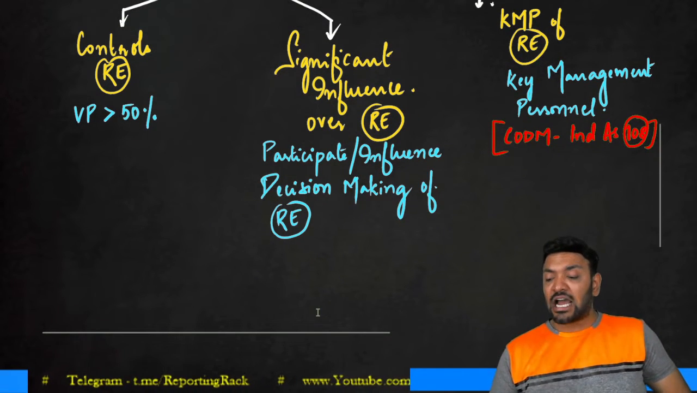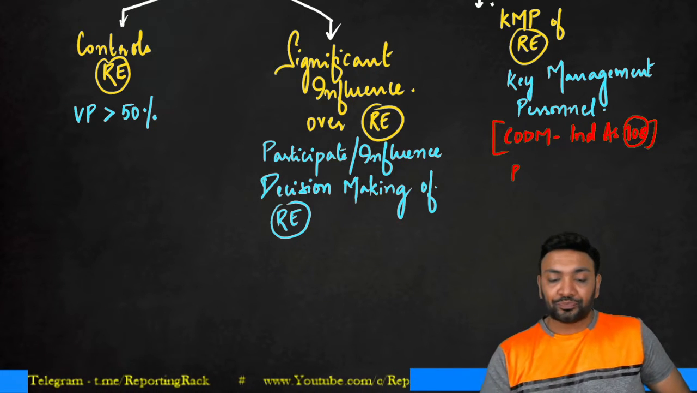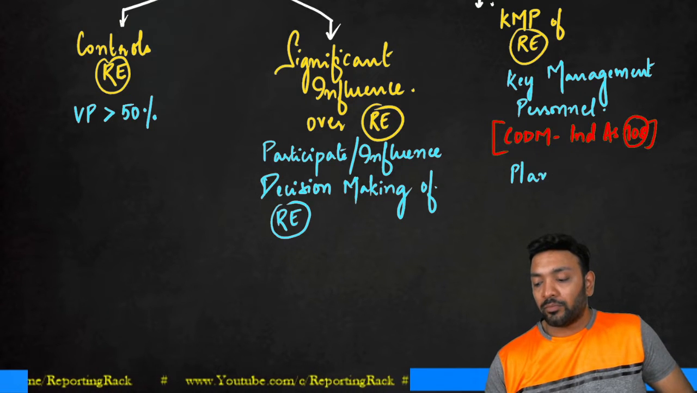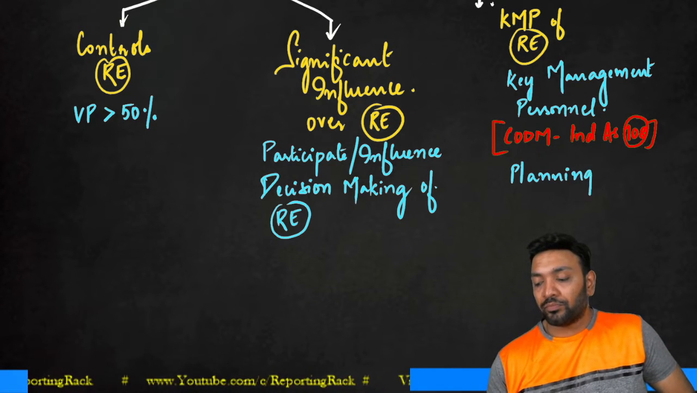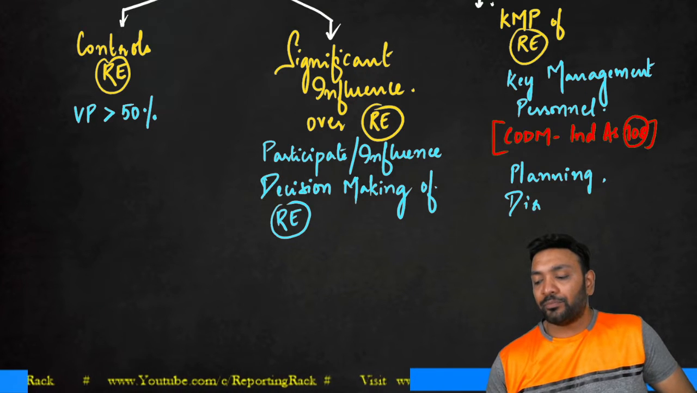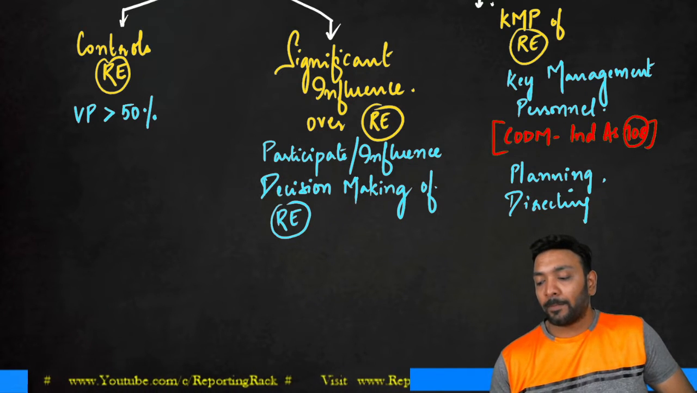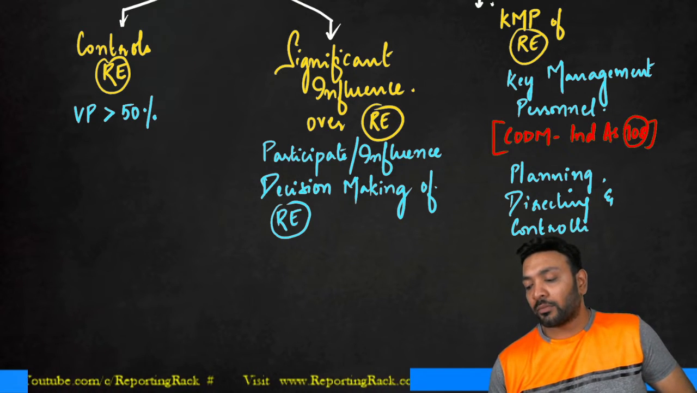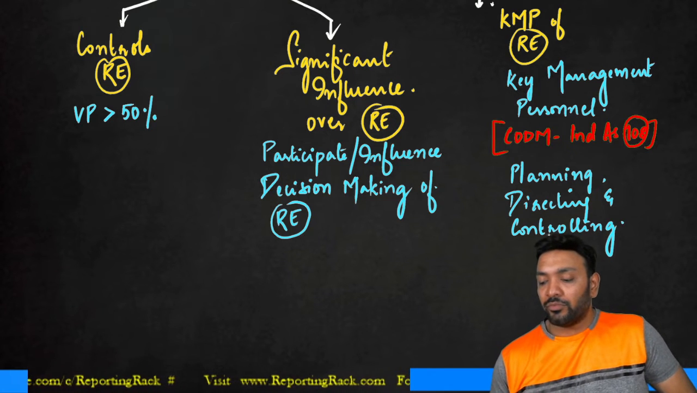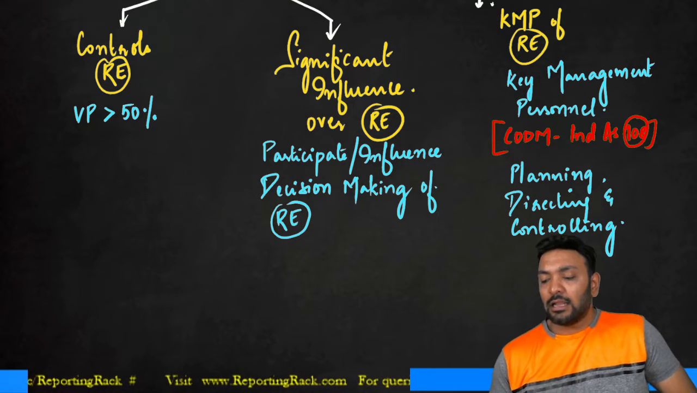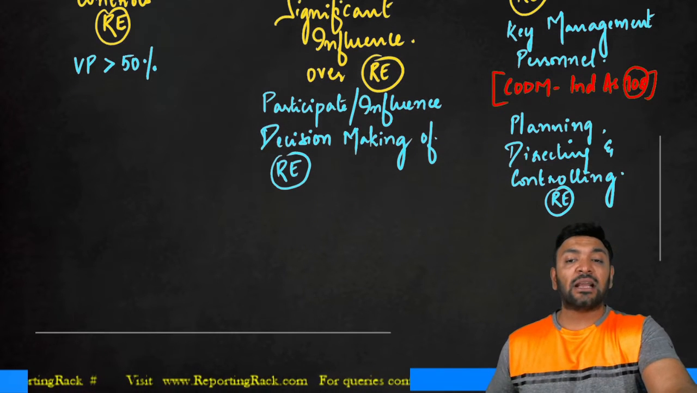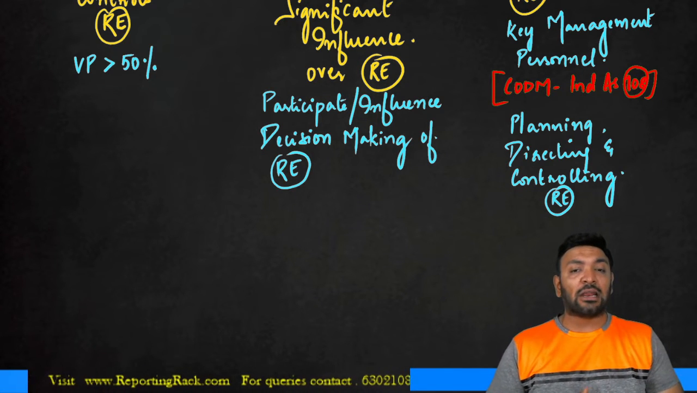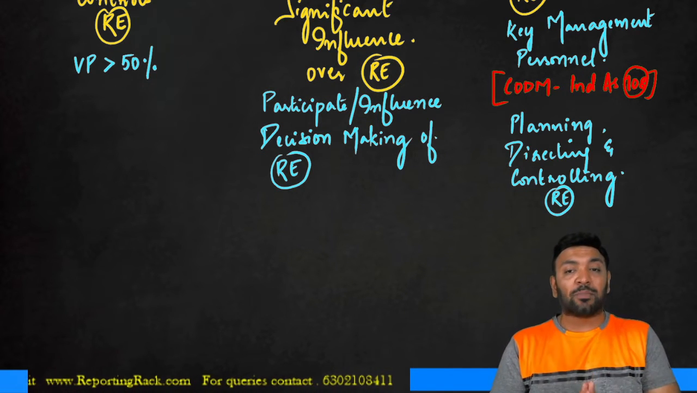He is in charge of planning, directing, and controlling the reporting enterprise. He plans the operations of the reporting enterprise. He directs the operations of the reporting enterprise. He controls the activities of the reporting enterprise. Then he is called a key management person.